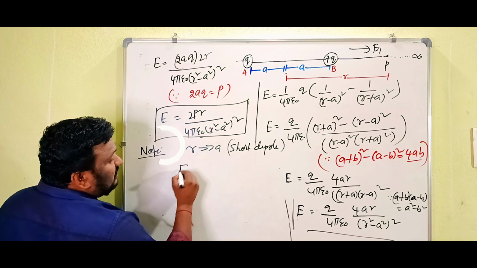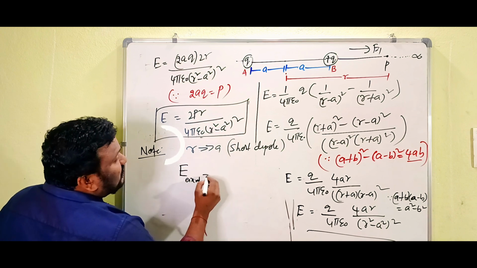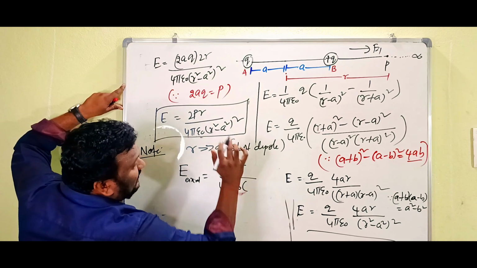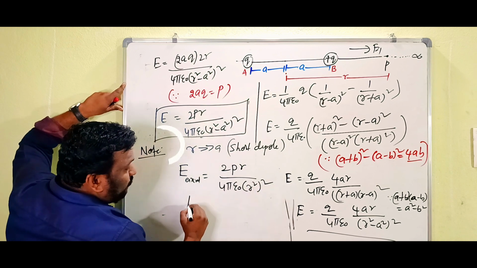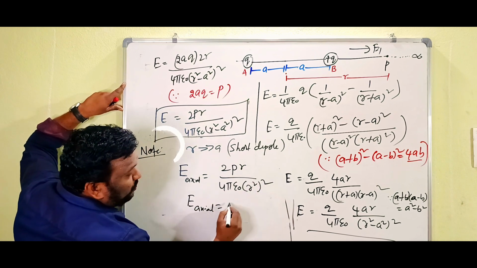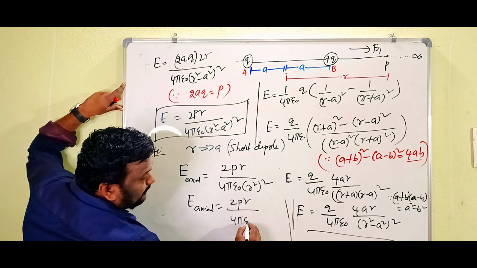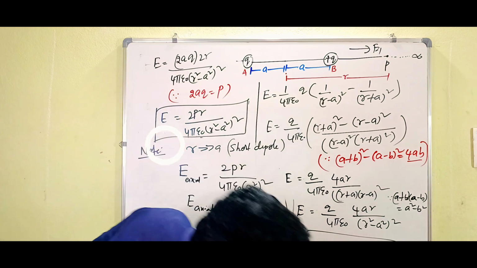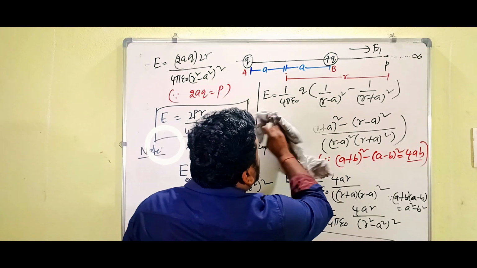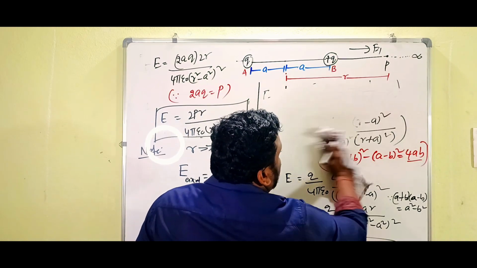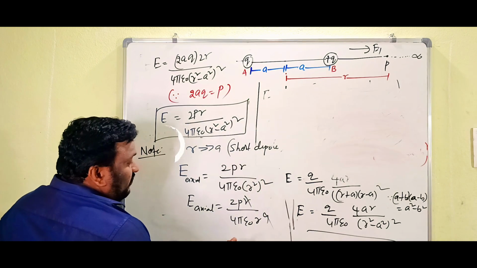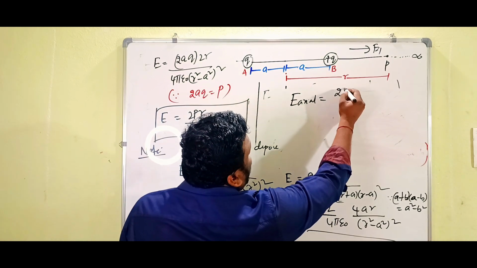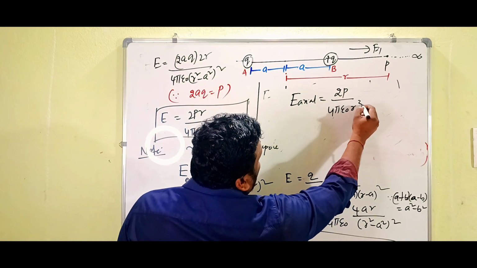Then what do you write? E axial is equal to 2PR by 4 pi epsilon naught, we can neglect A, so (R square) whole square. Then E axial is equal to 2PR by 4 pi epsilon naught R to the power of 4. One R cancels. Then what you get, children? E axial is equal to 2P by 4 pi epsilon naught R cube.